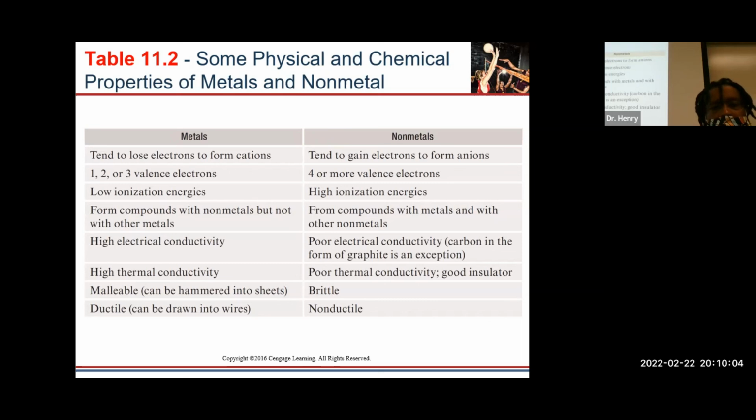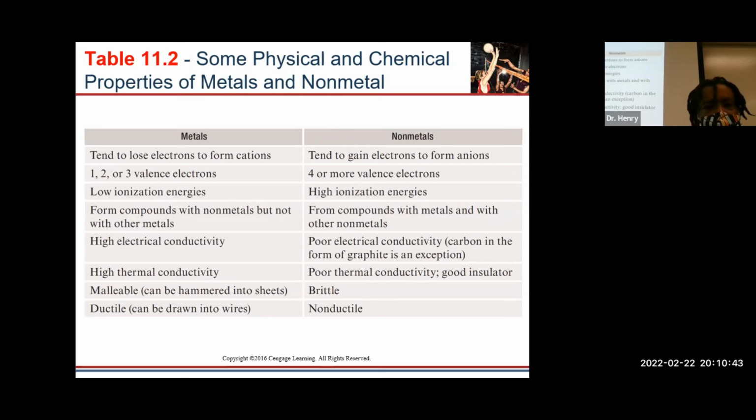Non-metals, as I said, tend to gain electrons. And for anions, they have 4 or more valence electrons. They have high ionization energy. They form compounds with metals and with other nonmetals. They have poor electric conductivity, except for carbon when it's in graphite form. We'll touch on that later on. They have poor thermal conductivity, but they're great insulators, like styrofoam cups. They're brittle and they're non-ductile.